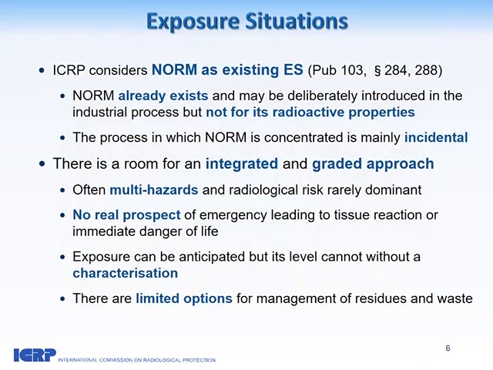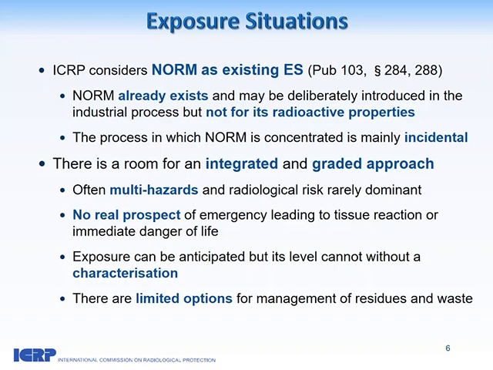About industries involving NORM. ICRP considers that NORM is an existing exposure situation. It was clearly stated in Publication 103. Why? Because NORM already exists when a process is starting, and NORM may be deliberately introduced in the industrial process, but not for its radioactive properties. Otherwise, it is a planned exposure situation. And the process in which NORM is concentrated is mainly incidental.